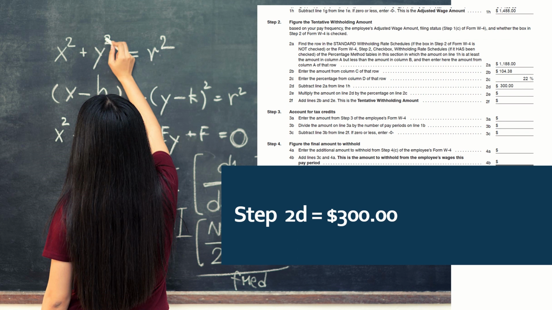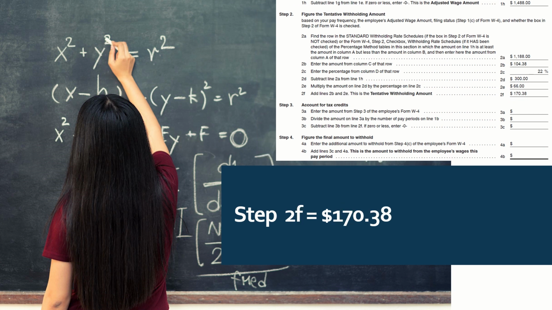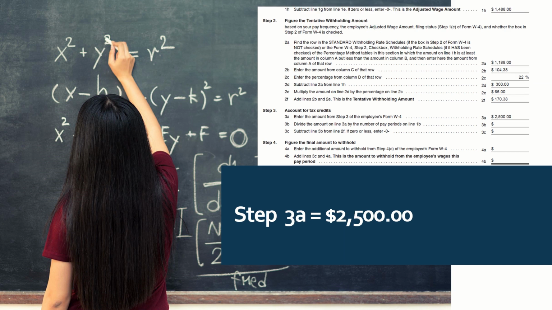Now we can expand out our questions. Step 2D, when we subtract line 2A from line 1H, we have $300. Multiply the amount on line 2D by the percentage on line 2C, which is $66. Now we're going to add lines 2B and 2E. This is the tentative withholding amount, $170.30.